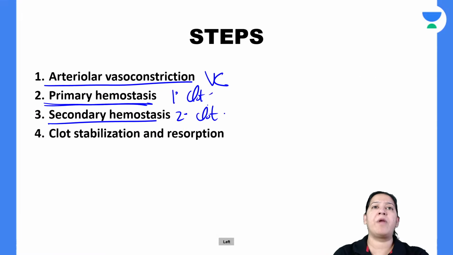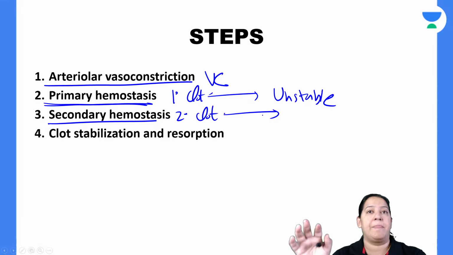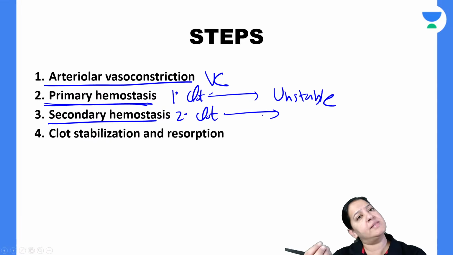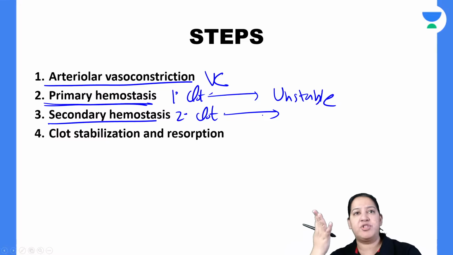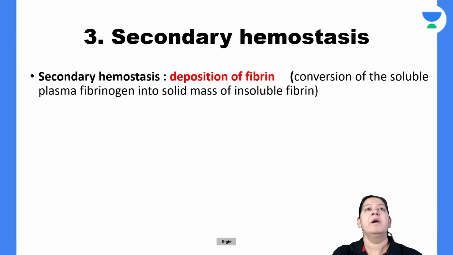Now, as I have told you, the primary clot is very weak. It is unstable. So first we have to stabilize it. If we do not stabilize it, the primary clot will rupture and bleeding will restart. We do not want this. We want to stabilize the primary clot. So we will do it with fibrin. So it is the deposition of fibrin over the primary clot.